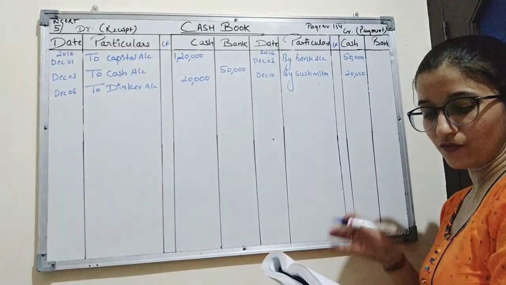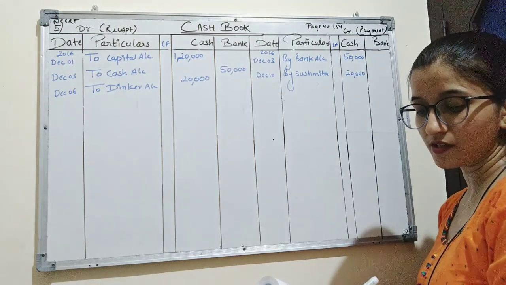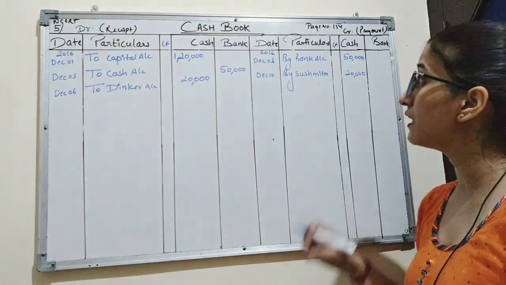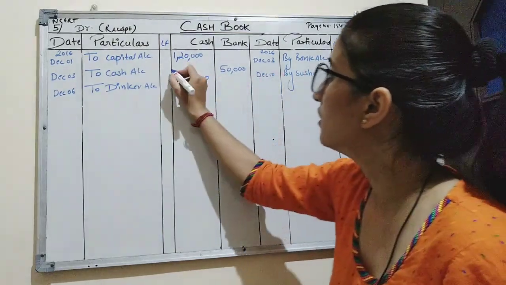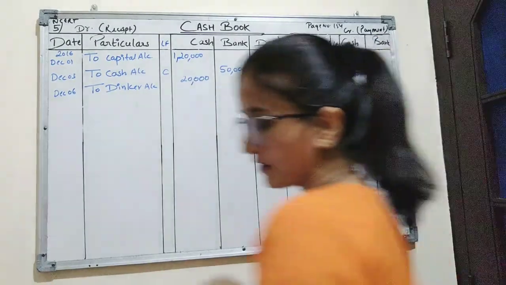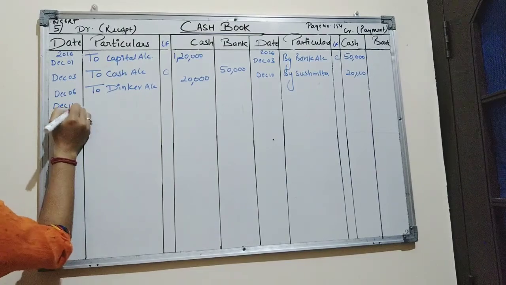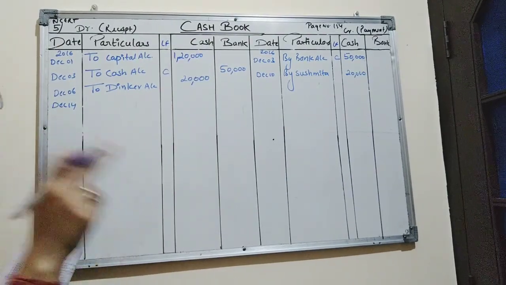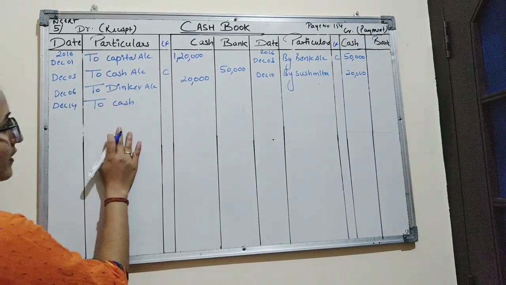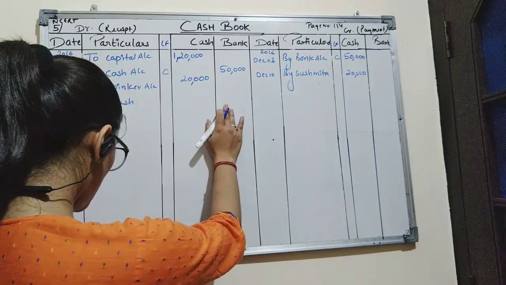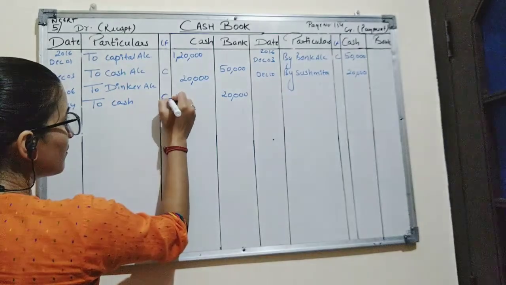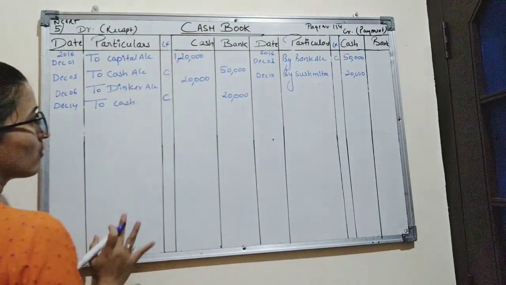Now next entry is on 14th December, check received on December 6 deposited into bank. Now here check is deposited into bank, again a contra entry. So we will write it on 14th December, check deposited into bank, bank account debit to cash account. So we will record cash account on receipt side and this amount will be recorded on bank column. Amount was 20,000. It is a contra entry, so we will represent it as C on LF column.